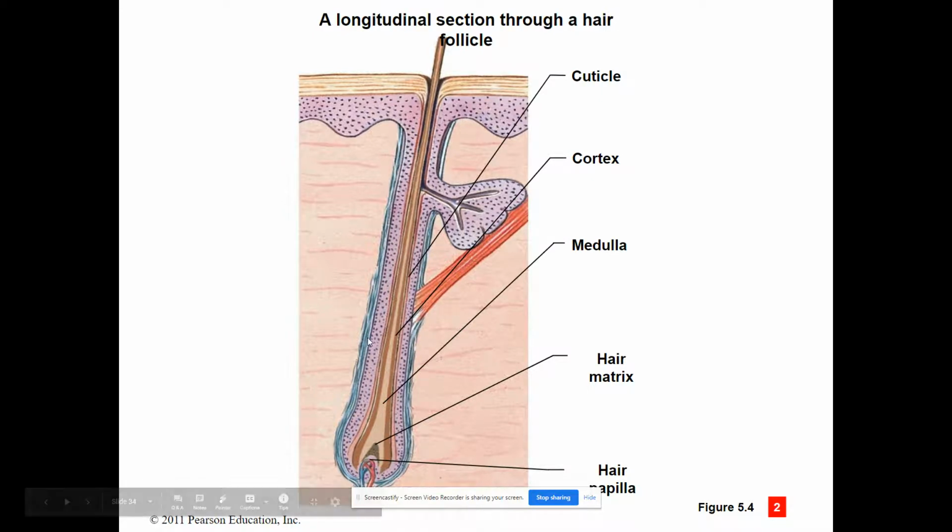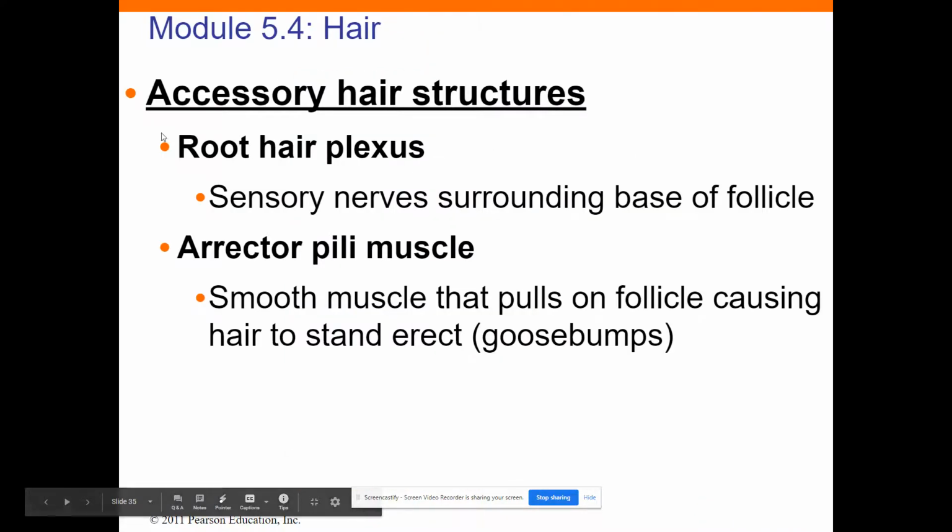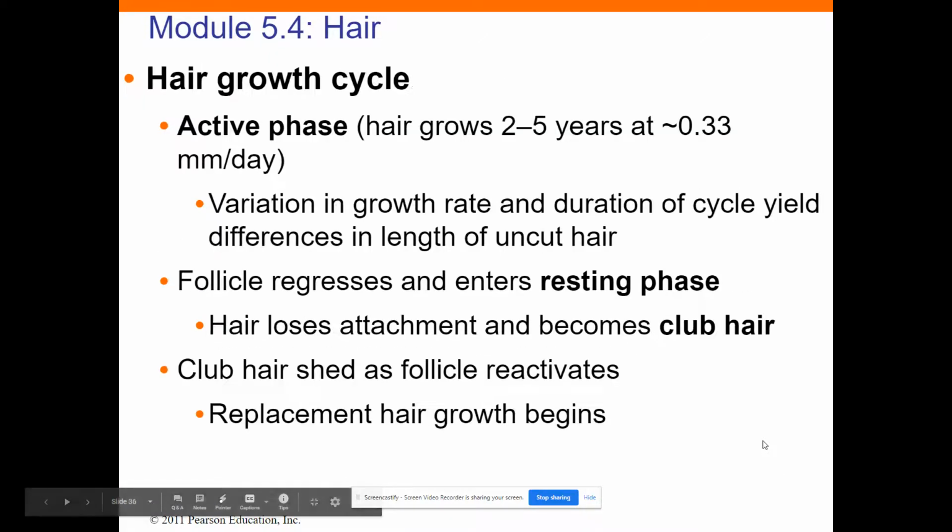So here's your follicle right here, the blue part, and then the purple and this light peach part, and then this is your actual hair, the medulla and the cortex and the cuticle that you can't really see because it's very thin. And then down here is the papilla. If you pulled out your hair, this would detach from down here, and the nerve ending is connected down here with the blood vessels, and it would hurt. So you have the root hair plexus with the nerves, and then the arrector pili muscle to cause goosebumps and also to secrete sebum from your sebaceous glands.